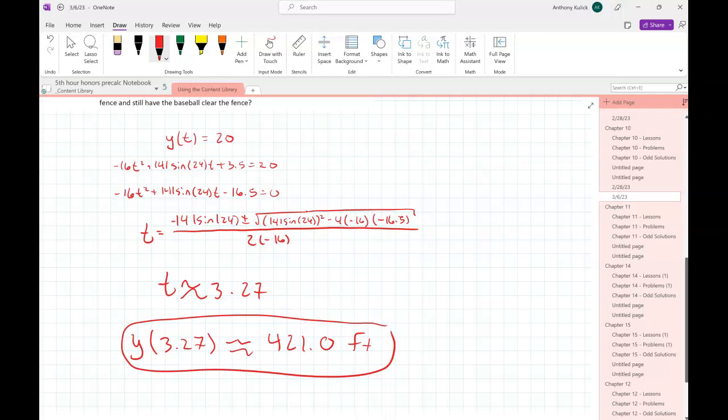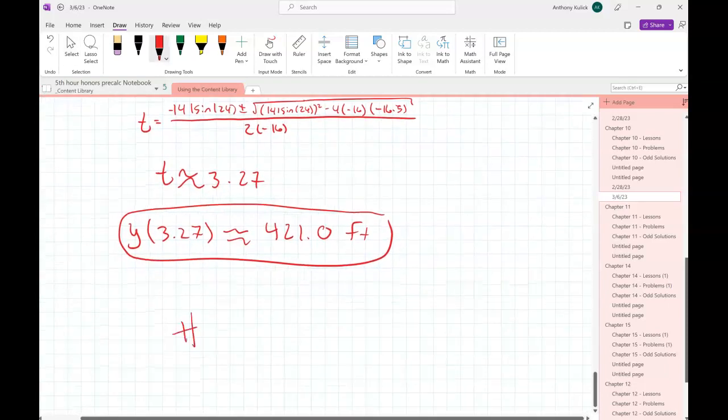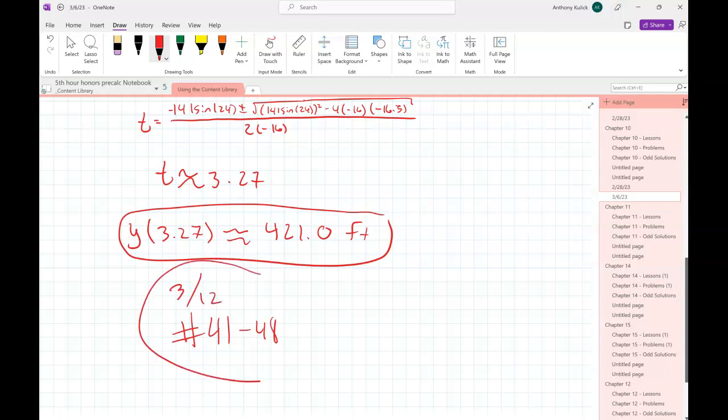Everybody feel okay there? So that's basically the gist of it. You guys should be able to do up to 48 now. And what's the weekend? The 12th, I think, is Sunday. So we'll add that to Sunday's problem set.